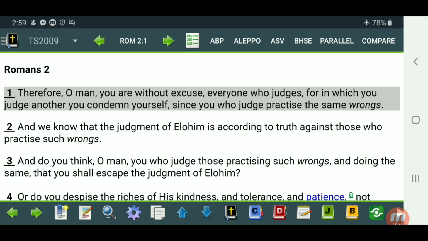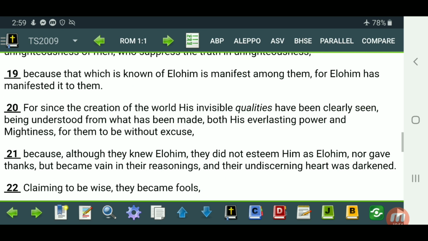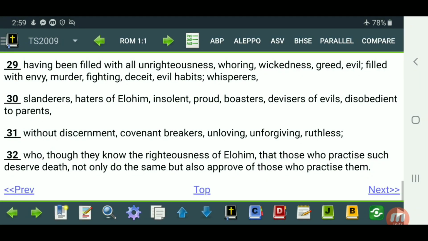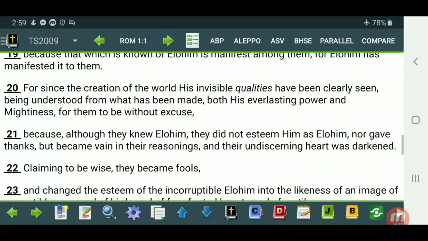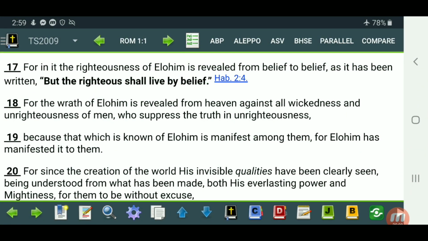This says, "Therefore, O man, you are without excuse, everyone who judges, for in which you judge another, you condemn yourself." Shaul is saying this because if you go back in chapter 1 and read some of the context, he's claiming to the people, I don't know if it's the leaders there in Rome. This was an assembly not founded by Shaul, but he's writing to them because he's got word downwind, I guess, of what was going on.